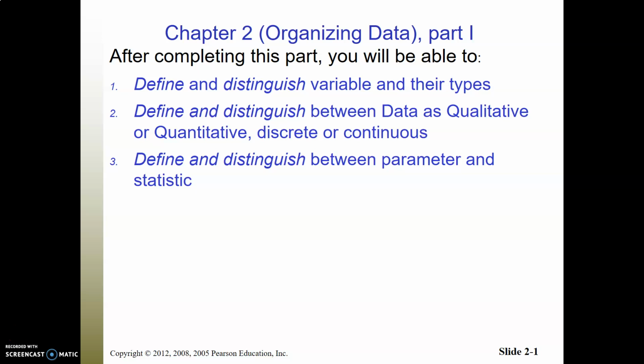So welcome to chapter number 2, organizing data. This is the first video, and in this chapter we are going to learn what variables are and what their types are. We're going to learn the different types of data known as qualitative or quantitative, discrete or continuous, and we're going to learn how to distinguish between a parameter and a statistic. So let's start.